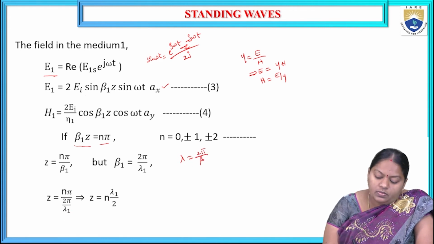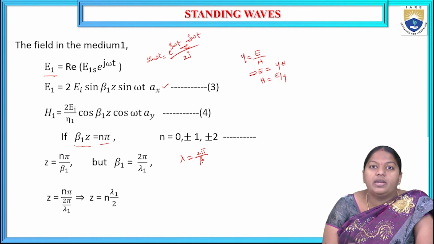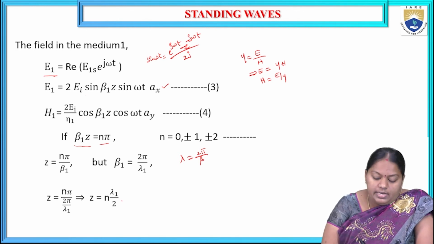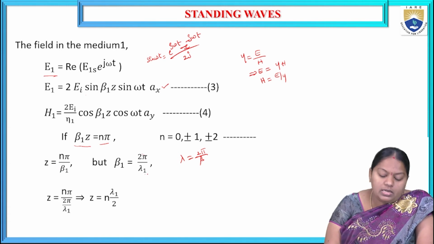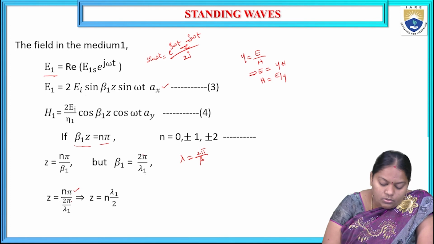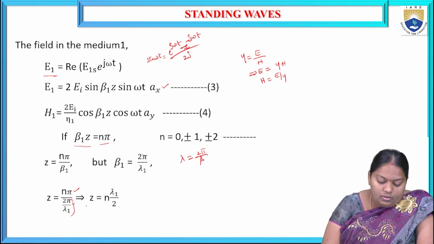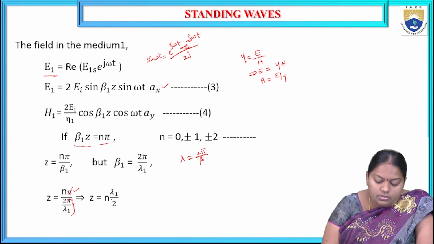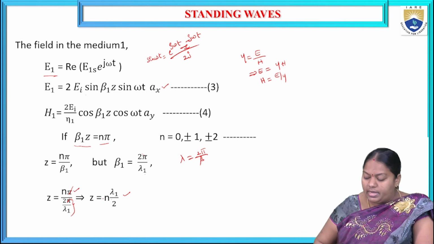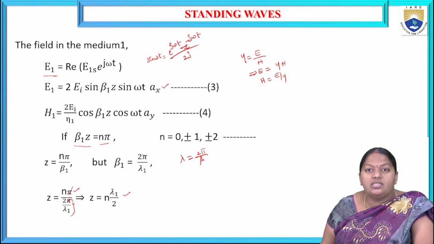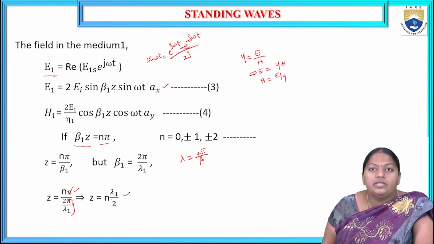Wavelength of that medium is given by 2 pi by beta. Beta is nothing but the phase constant, right? But beta 1 is equal to 2 pi by lambda 1, right? So in place of beta 1, if we substitute this relation 2 pi by lambda 1, then it becomes n pi by 2 pi by lambda 1. Now from this pi gets cancelled, then z is equal to n into lambda 1 by 2. So we substitute z, the propagation direction, as n into lambda 1 by 2.